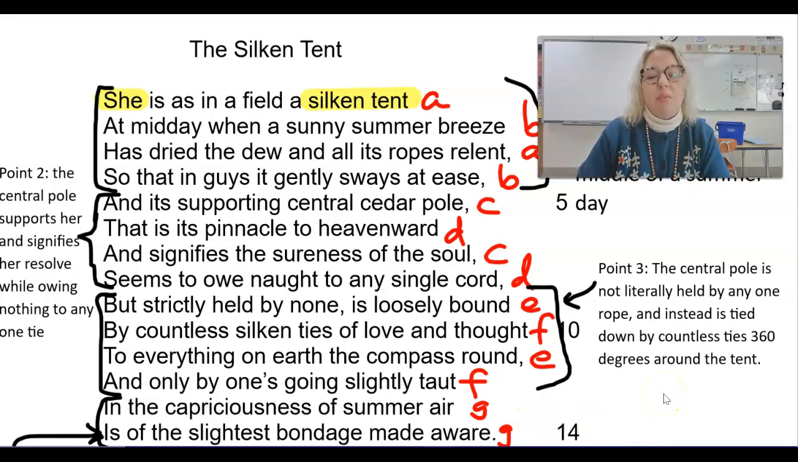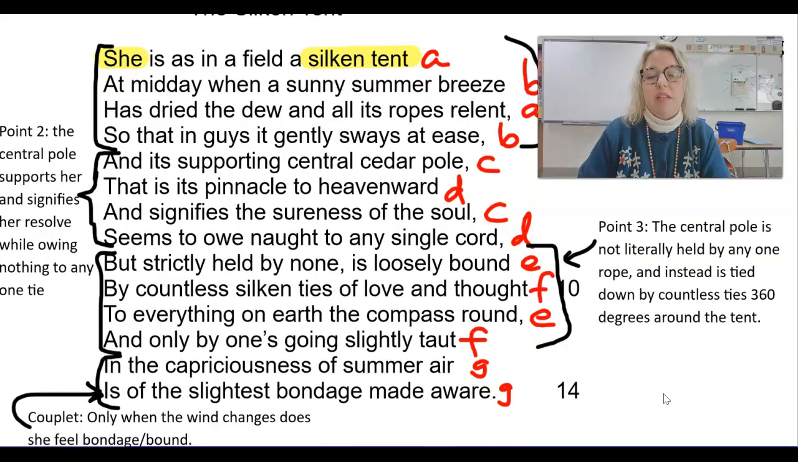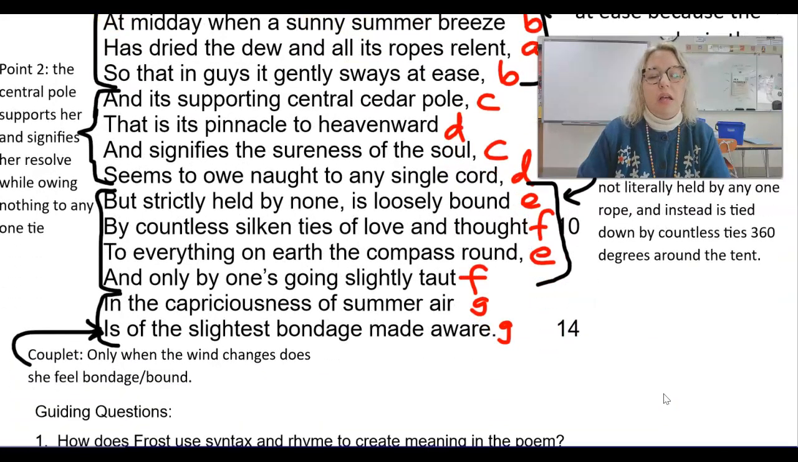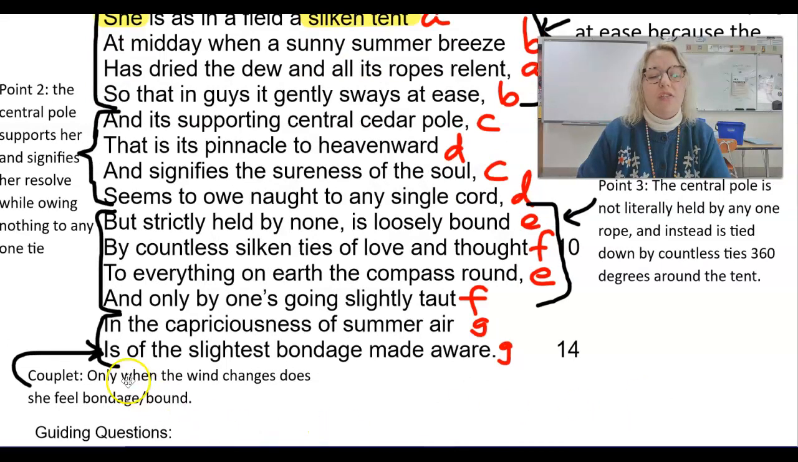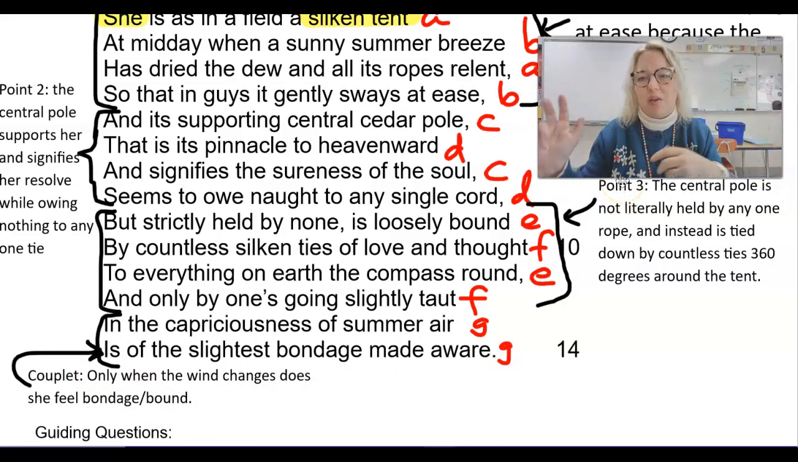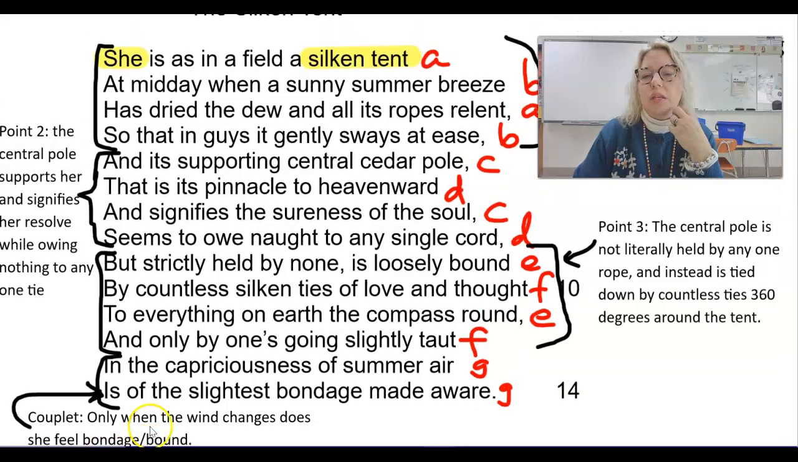And then the very last part of the poem is that couplet. And here we have, in the capriciousness of summer air is of the slightest bondage made aware. And we could translate that to, only when the wind changes, and capriciousness, it changes just sort of randomly without there seeming to be a reason for it, does she feel bound or any kind of bondage. So normally she doesn't feel bound, when in actuality she's bound by countless things that surround her.